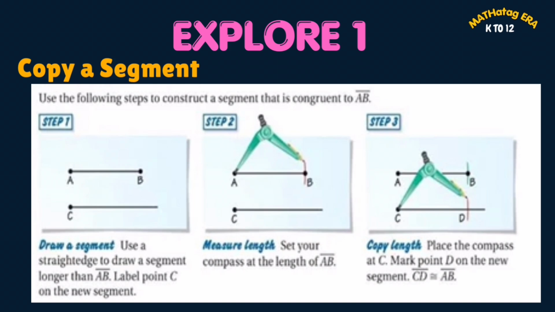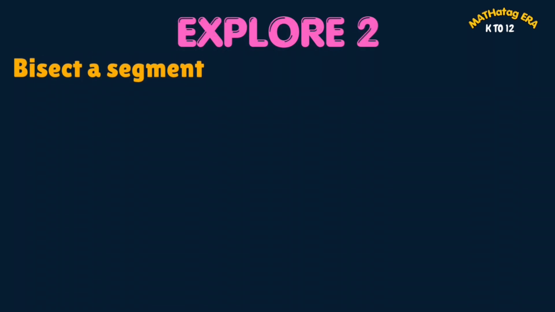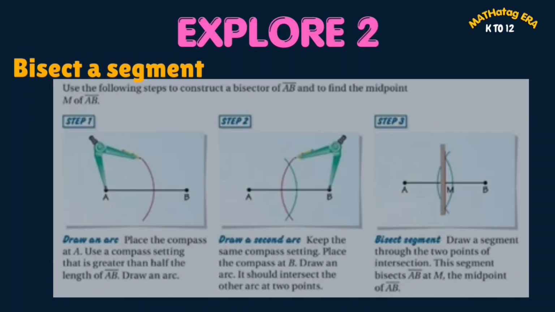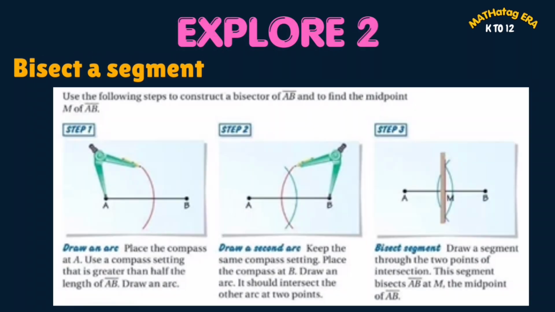What if we want to divide a segment na two equal parts? The point that divides a segment into two congruent parts is called the midpoint. Now, aralin natin kung paano mag-construct nito. I have here segment AB. Ano ba ang goal natin? Makapag-construct tayo ng perpendicular bisector at ilolocate natin yung midpoint M.